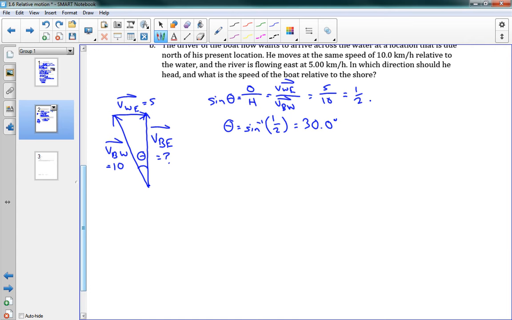And it says, so what direction? So our direction is north 30 degrees west. And I guess that can be 30.0 degrees west. Good.